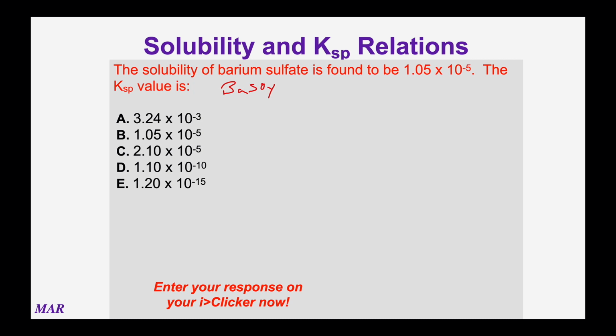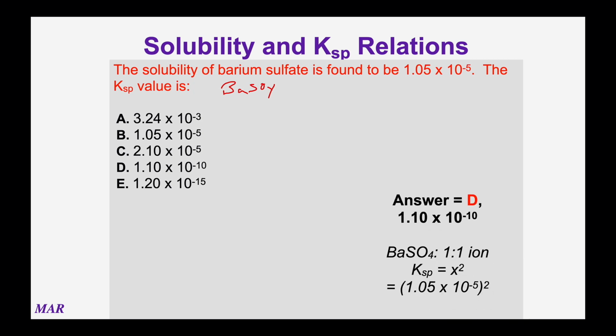So BaSO4, 1 to 1, cation to anion, means the KSP here would equal barium 2+ times sulfate, or if we're talking about solubility, KSP equals solubility squared, x times x. And we have there the solubility number, so take that number and square it, or multiply it by itself. The answer, 1.10 times 10 to the minus 10. So again, a very small KSP for a very insoluble compound.